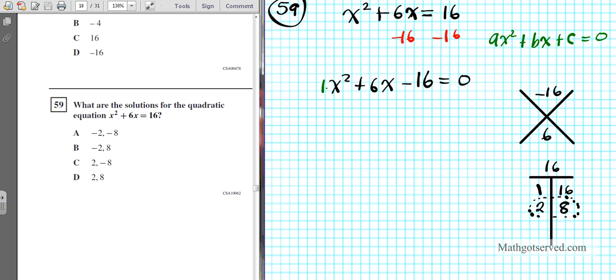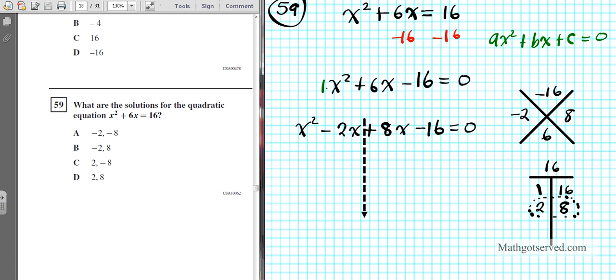So what we're going to do here, we're going to have 2 and 8. But we need a difference. The small number has to be negative in order for the difference to be positive, okay? So that's what we can use to factor this. So we're going to have x squared minus 2x plus 8x minus 16 equals 0. Break it down to center and factor by grouping, okay?